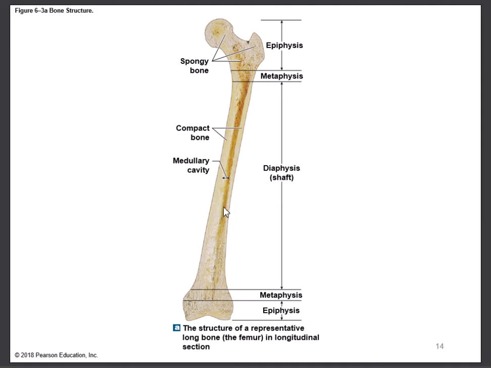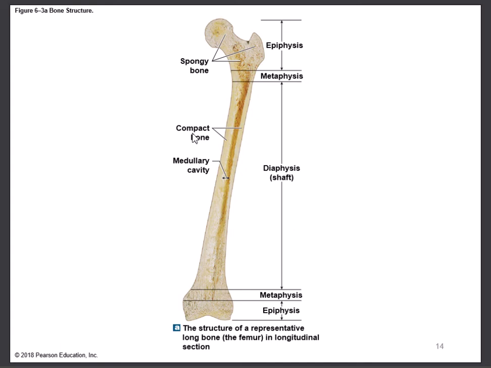Then inside the diaphysis, there's a canal right here called the medullary cavity, right? Or sometimes I even say the medullary canal. That's lined by a different bone. It's a more porous looking bone. You can see it up here a little bit. This is called spongy bone. So the diaphysis has two types of bone.